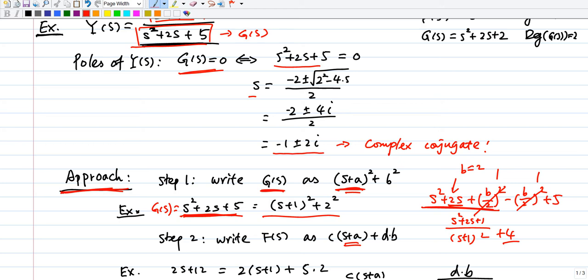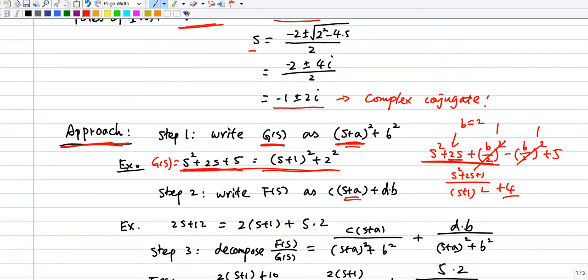This first one is done. The second one is for the numerator: we write F(s) as c times (s + a) plus d times b. This a is whatever we already figured out, this is the number we have, and of course this is b. So it's c times (s + a) plus d times b. This is what I write F(s) as.